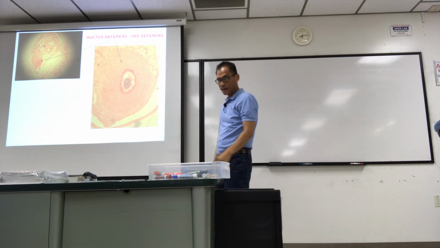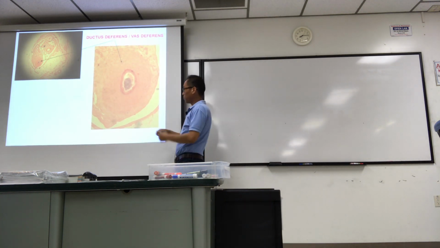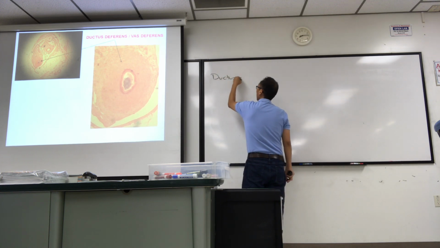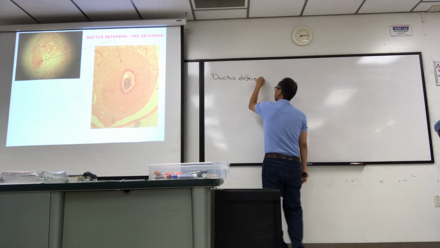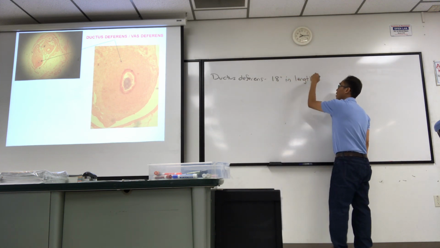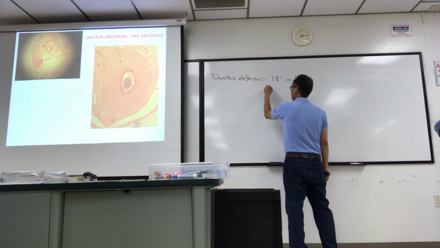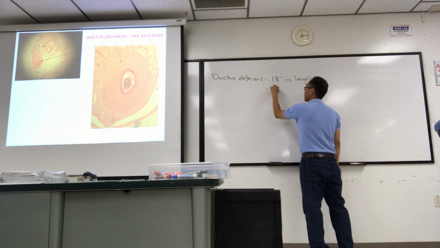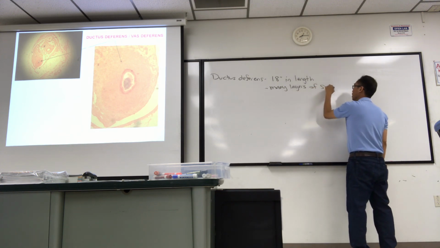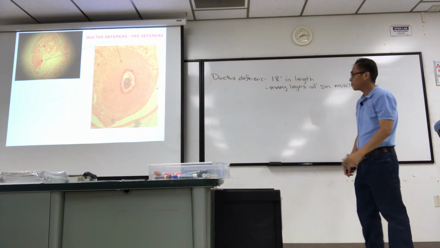But what I would note is that the ductus deferens has many layers of smooth muscle. It's about 18 inches in length. It's not very long, but if you look at the cross section, many layers of smooth muscle, and also the epithelium is a columnar epithelium.